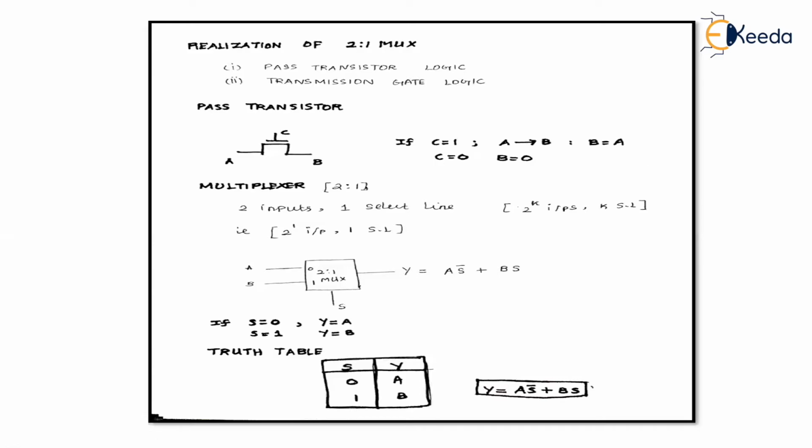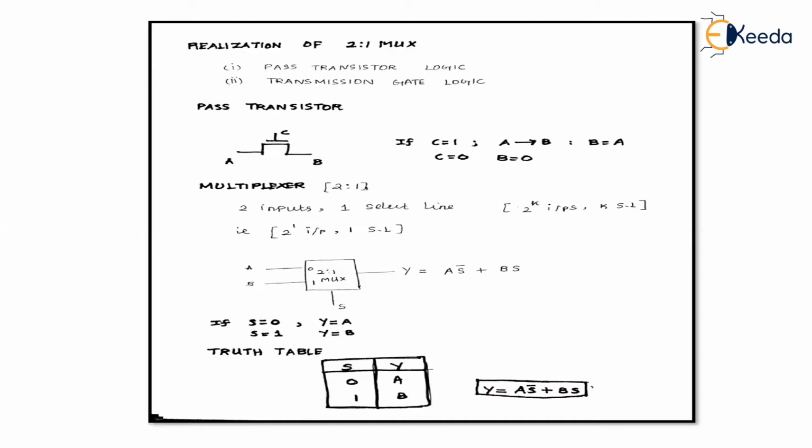Now, what is the truth table that I have written? S and Y. What is S? S is the select line and Y is the output. So if the select line is 0, Y is equal to A, and if the select line is 1, Y is equal to B. With this, we can write an expression. That expression and the previous expression are the same. So Y is equal to A into S bar, as S is equal to 0, I can write S bar, plus B into S. This is the Boolean expression of the 2:1 multiplexer.